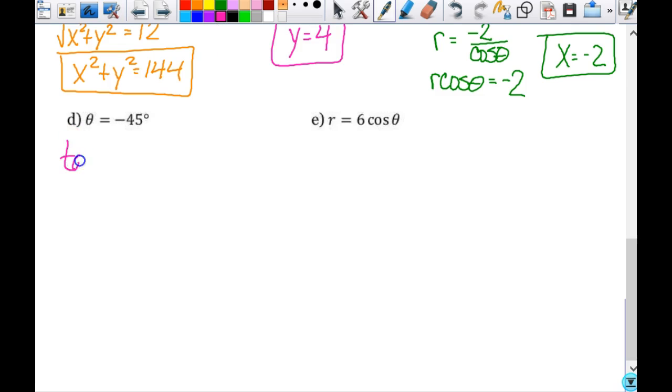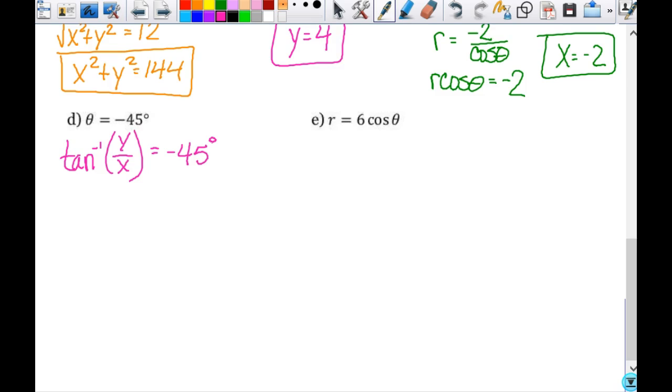Tangent inverse of y over x, because remember, we wanted to get it in the rectangular coordinate system, so x and y make sense in here, and that's equal to -45 degrees. Well, clearly, I don't ever graph anything like that in the rectangular coordinate system. So how do you undo the tangent inverse? What's the inverse of tangent inverse?